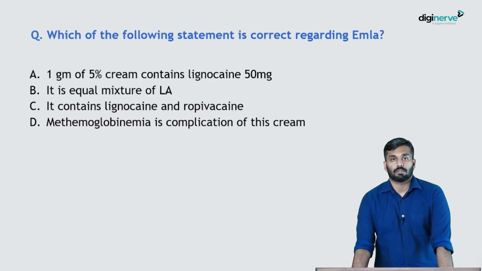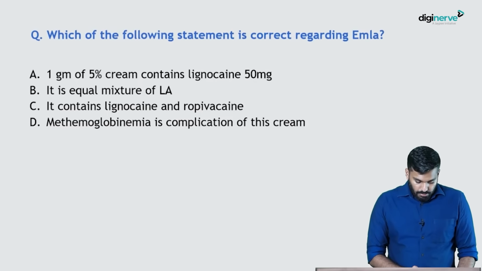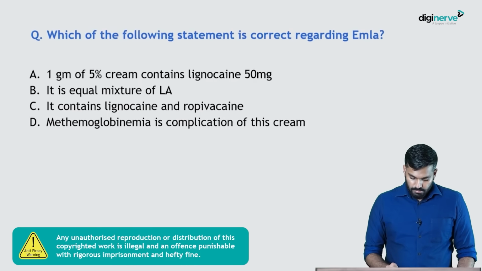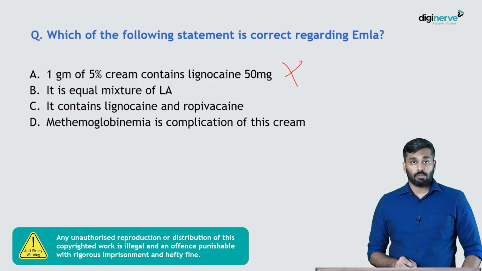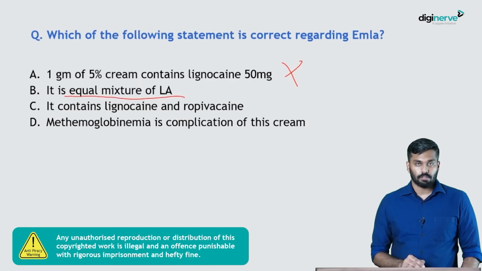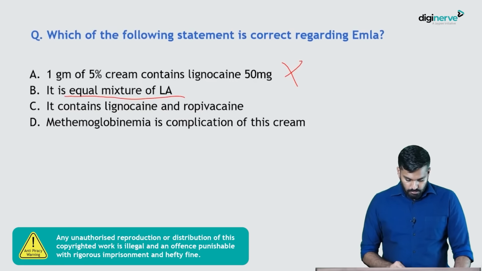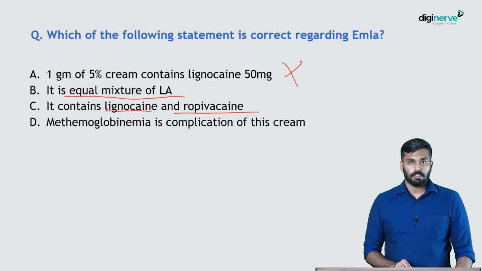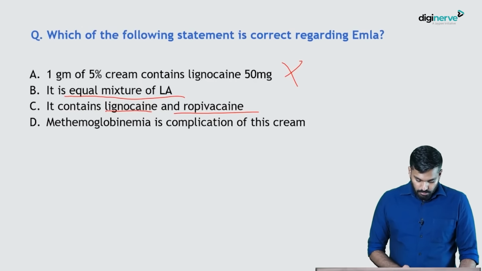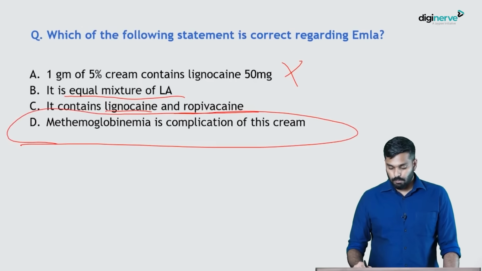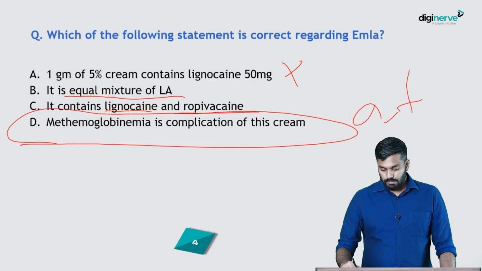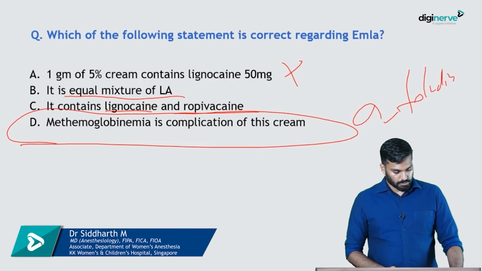Okay, next question is, which of the following statement is correct regarding EMLA? EMLA is eutectic mixture of local anesthetic. 1 gram of 5% cream contains lignocaine 50 mg, no, it does not contain 50 mg. It is eutectic mixture of local anesthetic. It contains lignocaine and prilocaine. Methemoglobinemia is a known complication because the breakdown product is O-toluidine. Okay, so option D should be the correct answer.